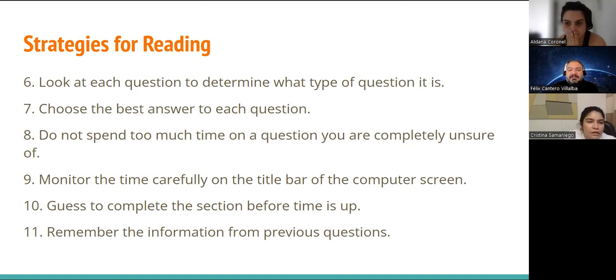Let's hear number 7, please. Choose the best answer to each question. Yes. So unlike most of our academic life, they don't have like the correct answer, they have the best answer. So that means that even the one that is right might not be completely correct. So it's the best answer. And that can be very frustrating and uncertain for us.